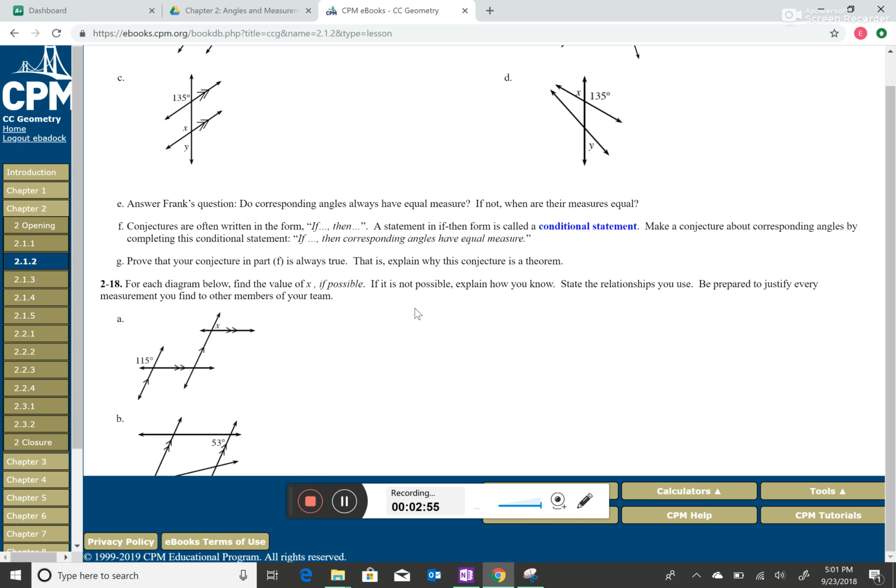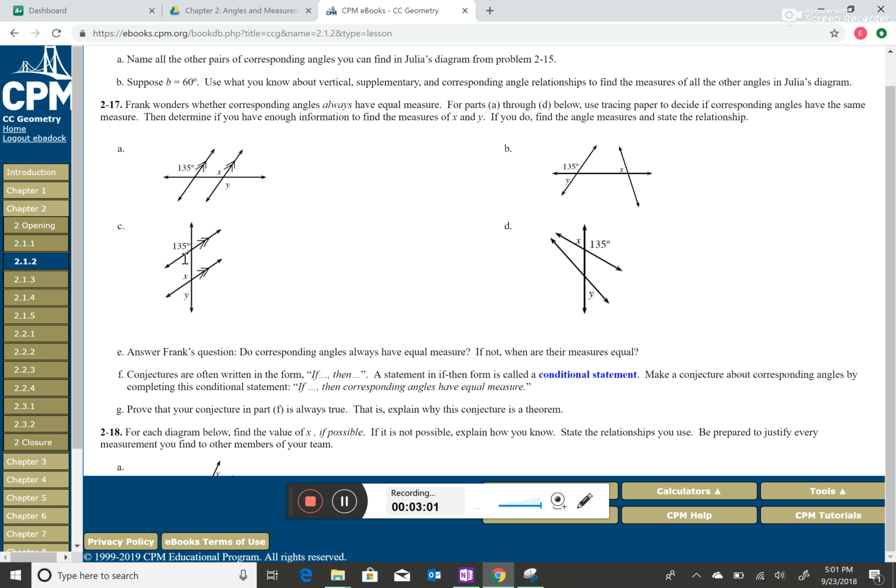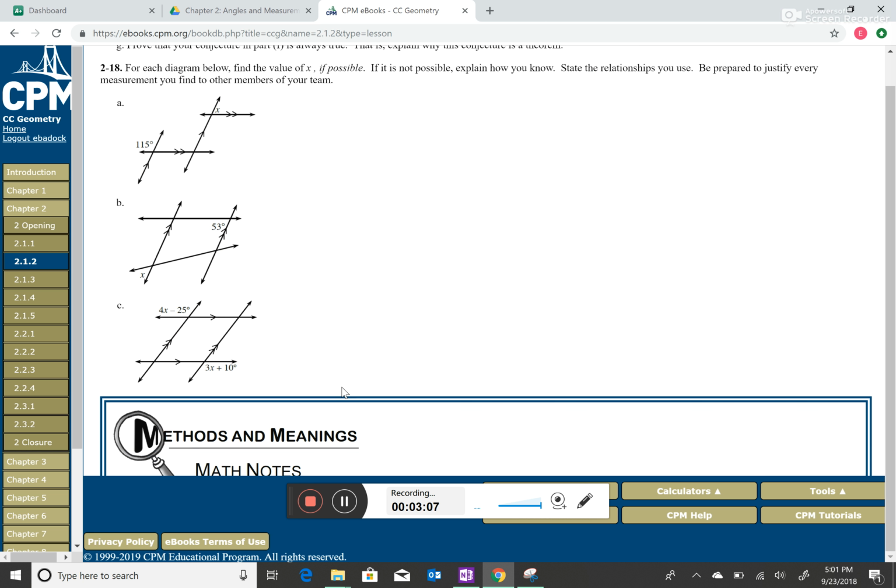That kind of stuff. So I'm actually going to have you skip F and G for this one, but you're going to go through and answer whether or not you can tell if those are true. So you're going to skip F and G for that one. And then for 2-18, you're going to go through and find X if possible. So that's kind of the final, you're on your own. These are what actual problems would look like.